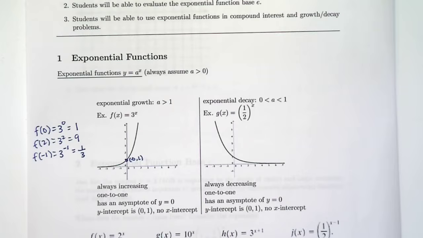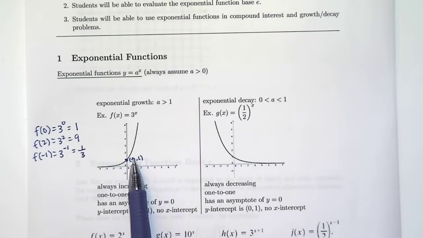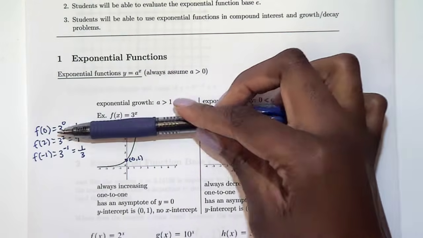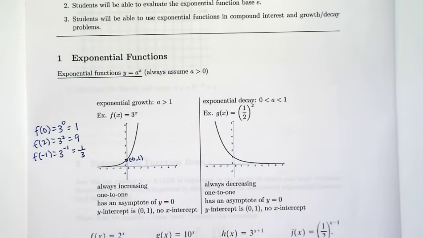So there are a few characteristics that exponential functions have. For this one, exponential growth, when we read it from left to right, our function is getting bigger and bigger, so it's always increasing. Also, it passes the horizontal line test, so this is a one-to-one function.